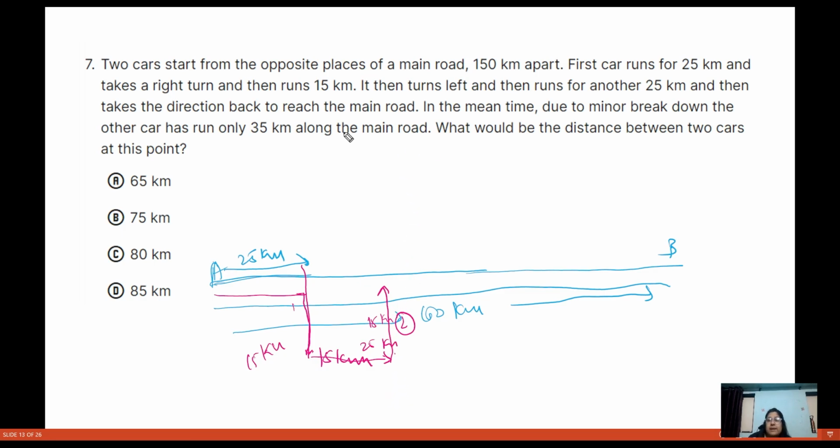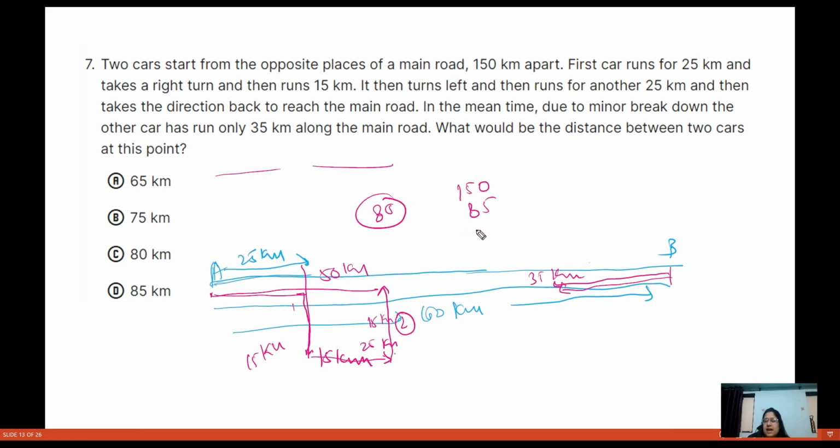In the meantime, due to a minor breakdown, the other car has only run 35 kilometer along the main road. So this car has run 35 kilometer along the main road. What would be the distance between the two cars at this point? It's very simple. This car has traveled from here to here 50 kilometer. This car has traveled from here to here 35 kilometer. So in total both of them have traveled 85 kilometer out of 150 kilometer.